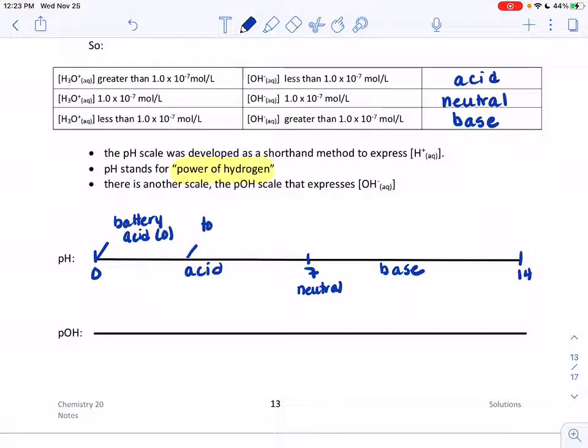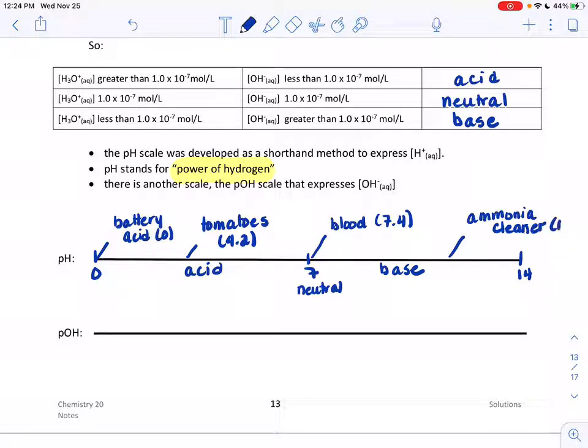Tomatoes can have a pH of around 4.2. Blood is almost neutral, a little bit basic. And ammonia cleaner has a pH of 11.1. You don't have to know these. Please don't be memorizing these numbers. Just realize that these are just some examples.